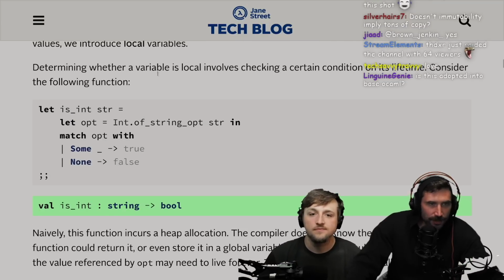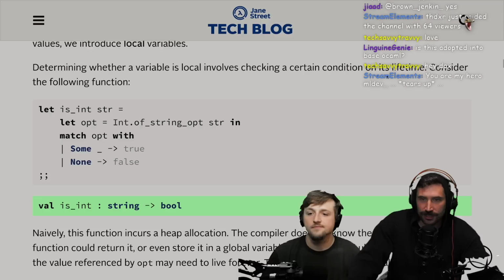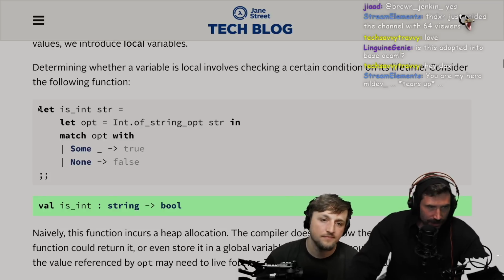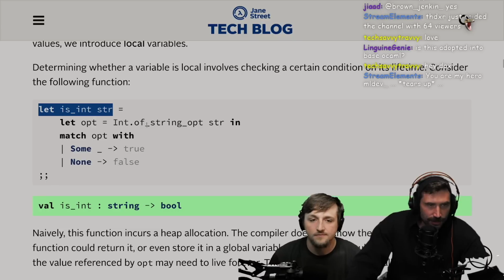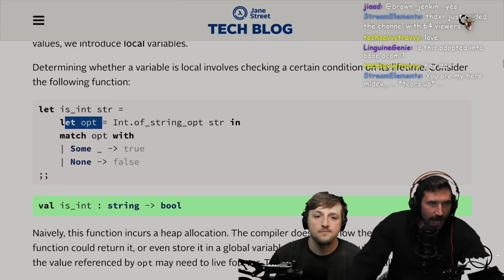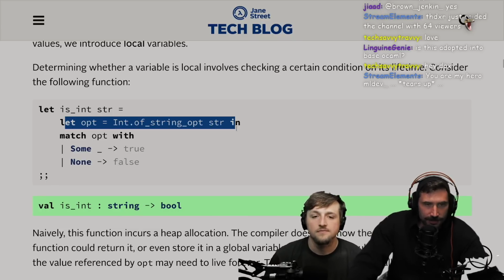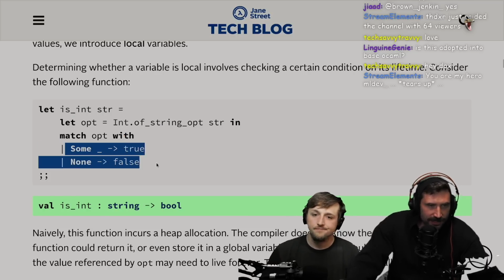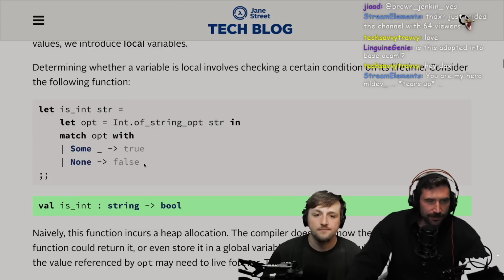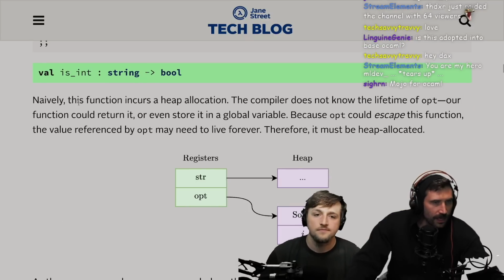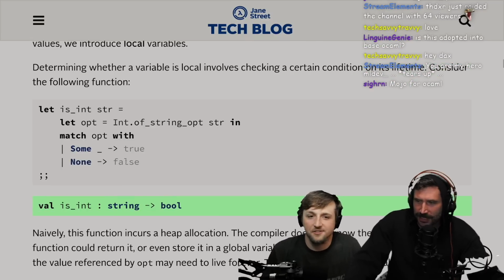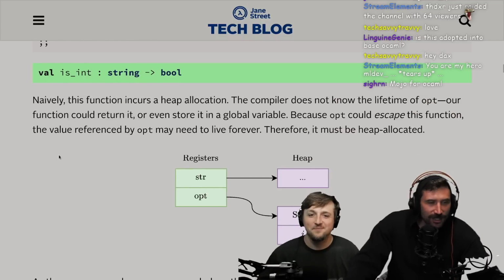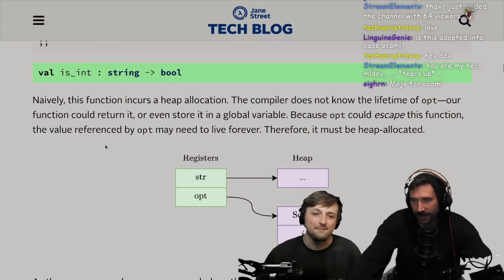Okay. Determining whether a variable is local involves checking a certain condition on its lifetime. Considering the following function. Okay, so we have a function isInt, which takes in a single string. Opt is int of string opt in string. So that opt must be an option, yeah? Yeah, instead of throwing an error. Raising an exception, yeah. Yep. Okay, so you have this sum. Okay, cool. This seems pretty simple. You return true or you return false. Okay, perfect. See, I'm kind of being able to read OCaml. I haven't really written any OCaml, but I can read it, just not write it yet. That's just a matter of practice.